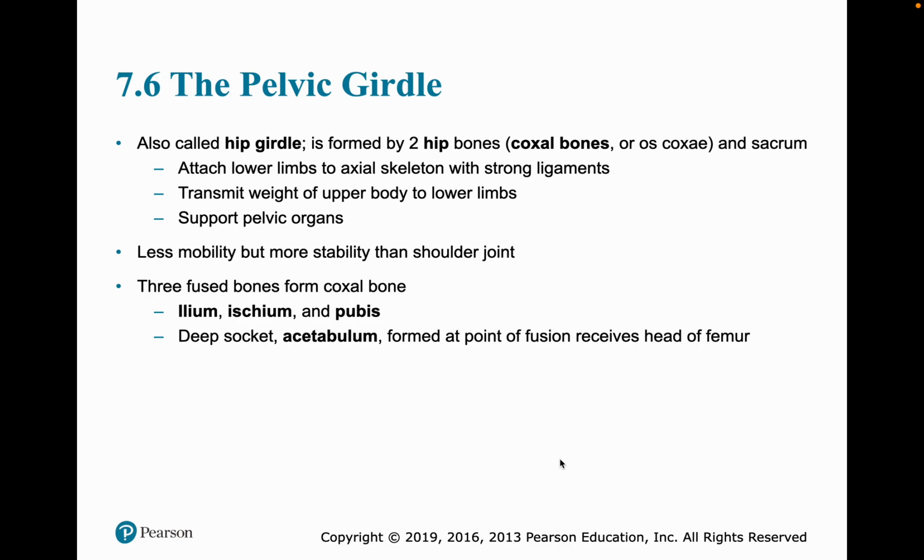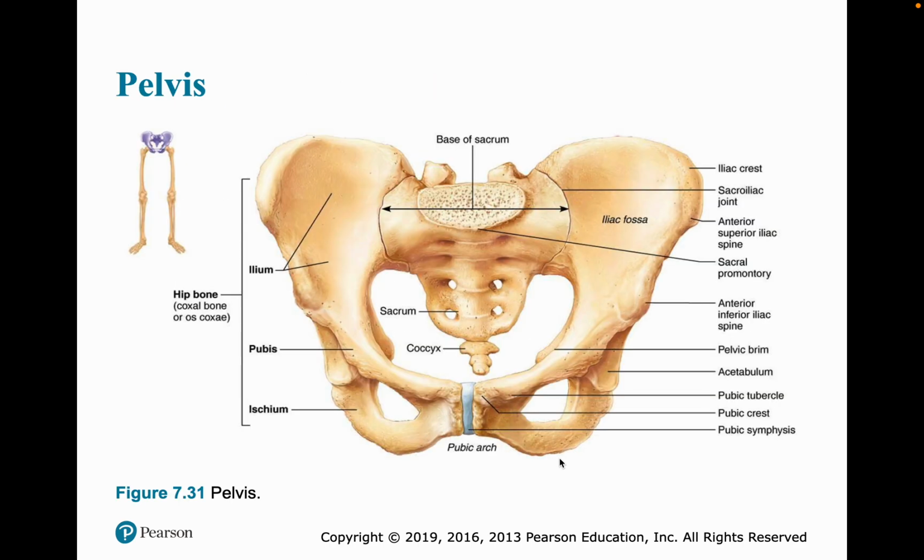Those coxal bones are formed by the fusion of three bones: the ilium, the ischium, and the pubis. The socket where the femur will fit into this structure is called the acetabulum. It's a much deeper socket than we had in the shoulder, and on top of that, there's a lot of soft tissue holding the head of the femur in. We can see it here.